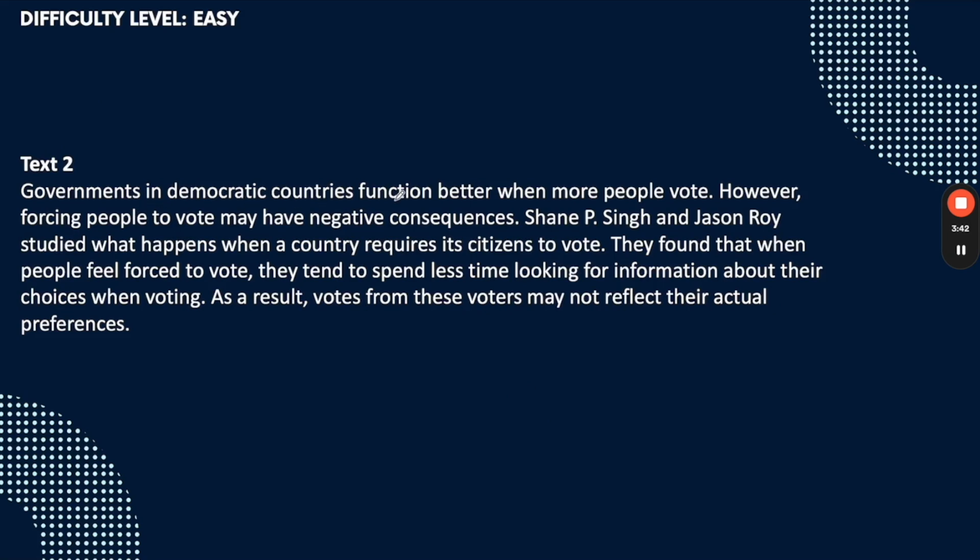Governments in democratic countries function better when more people vote. Okay, so this is something positive about requiring people to vote, because it says there's some positive aspect to more people voting. However, so be very cautious of these contradictors while reading any text. Something is going to change. Something contradictory is going to come up. However, forcing people to vote may have negative consequences. There you go. It's saying that when you force people to vote, you might find some negative consequences.